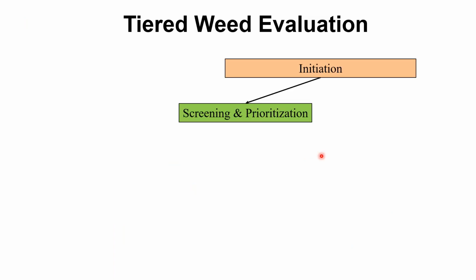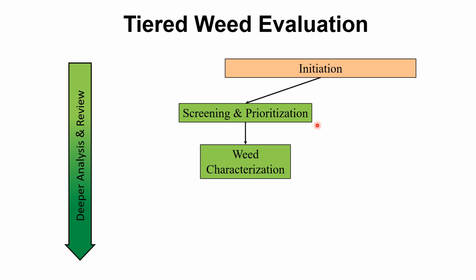Now, going back to the federal side, we use a tiered weed evaluation process to evaluate a plant. When a plant first comes across our desk, we run it through a screening and prioritization process, which takes about 20 minutes. The goal of this step is to see, does this plant meet our criteria, fall within our scope? If the plant is native, if it's widely established, if it's widely cultivated, it really falls outside of our scope. But if it doesn't, we then prioritize it for further evaluation.